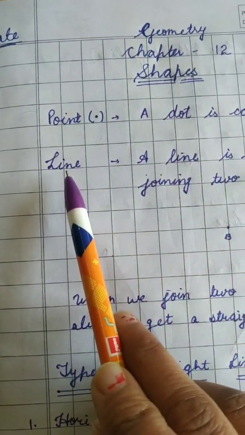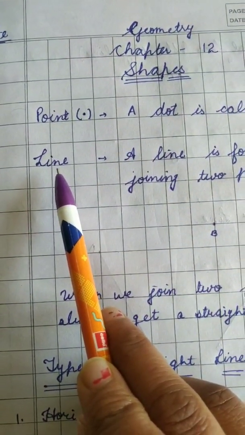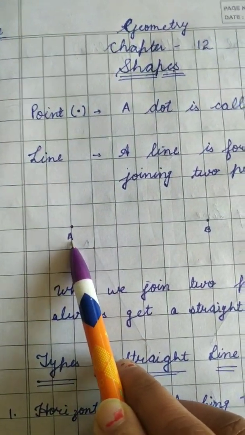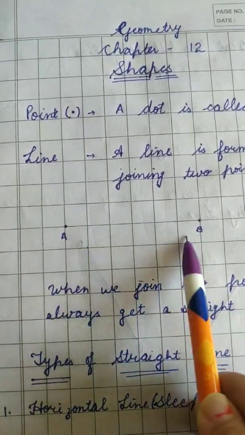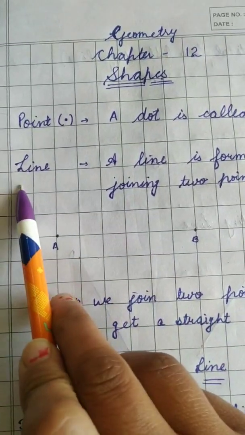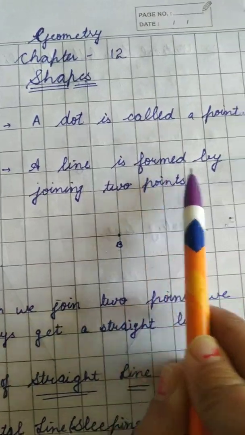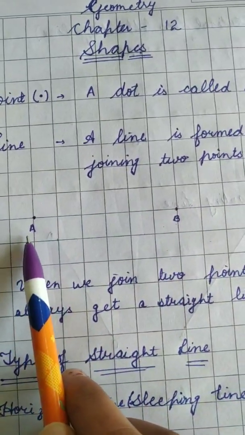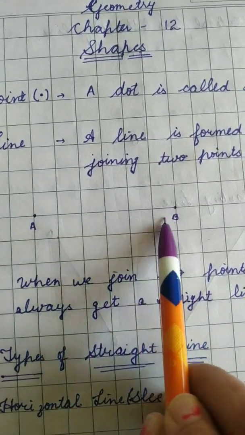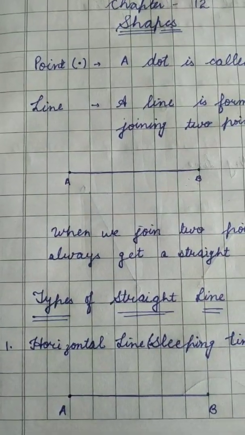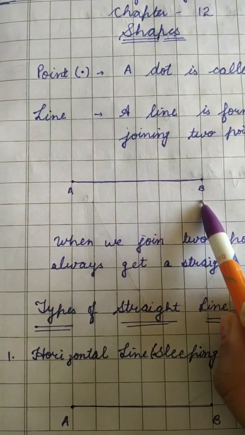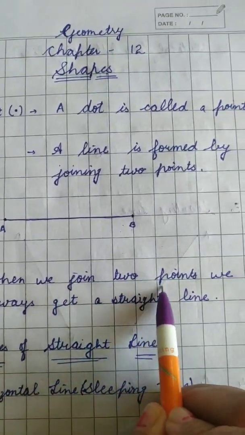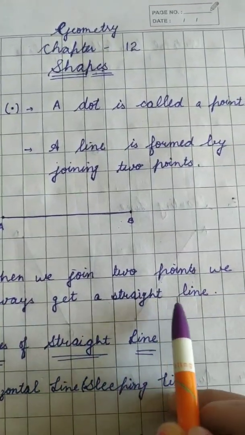Then when we join dots, we get a line. See children, here I have taken two dots A and B. When we join these, we will get a line. A line is formed by joining two points. See, when we take A and B, 2 points, and join them, we get a line. When we join 2 points, we will get a straight line.